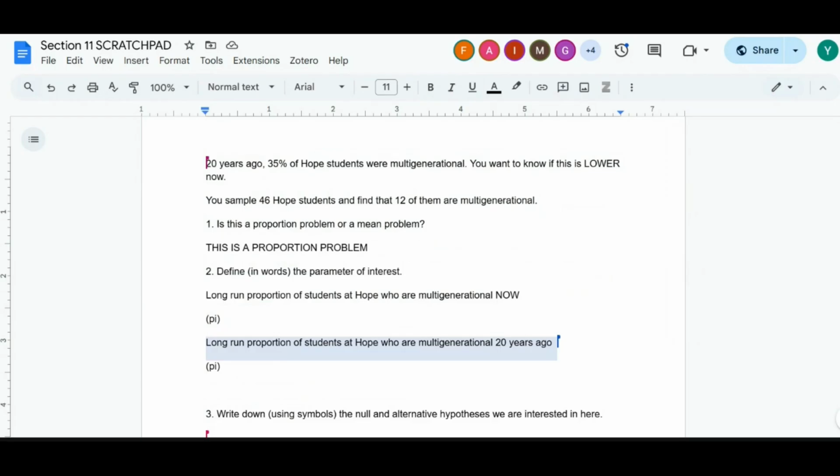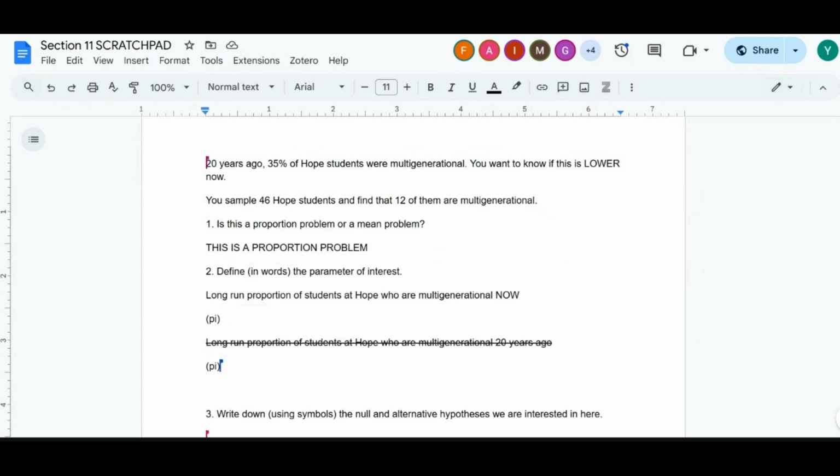So this is not such a straightforward problem, is it? Okay, which is the definition of pi that we want? It's very important. What's the definition of pi? Is it now or 20 years ago? Very good. We are not defining pi as 20 years ago.